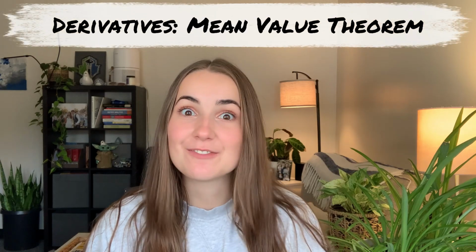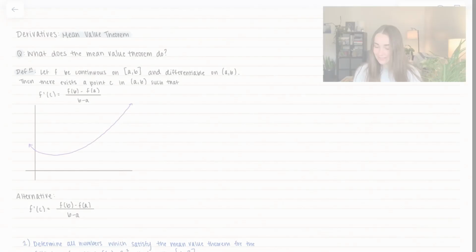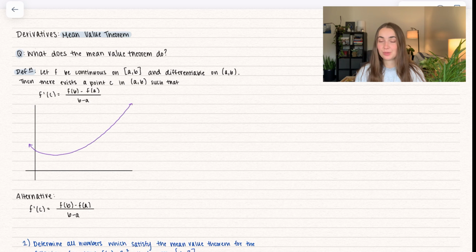Today we're still working on derivatives, so specifically we're going to be talking about the mean value theorem. So let's go ahead and dive into it. Question, what does the mean value theorem do? So let's go ahead and look at the definition.